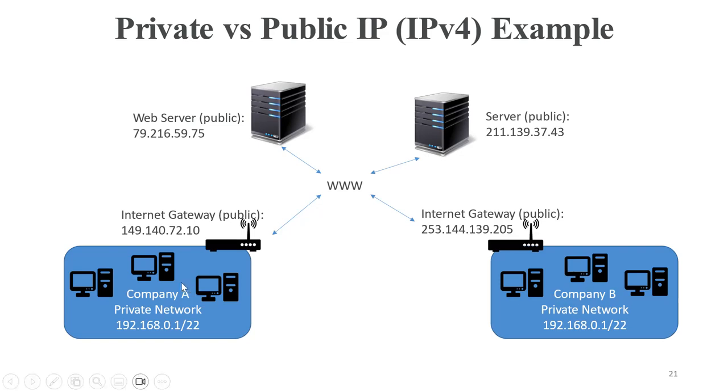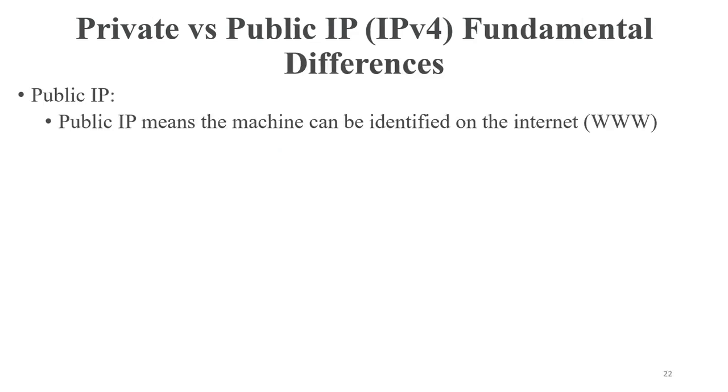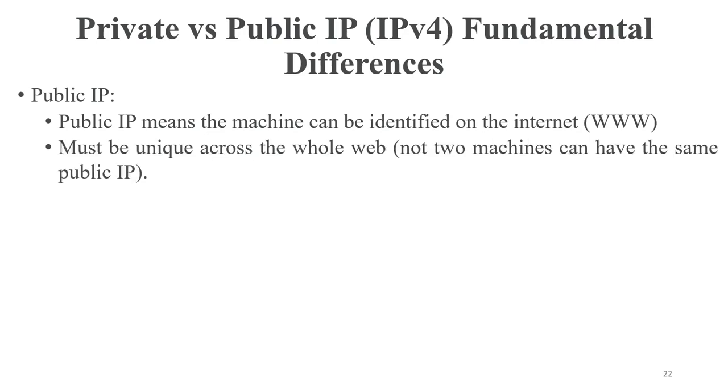But if I have two networks with the same CIDR, then I cannot map them, because there is overlapping of IP addresses. Private IPs are internal; in different networks, you can use the same IPs. But a public IP is a unique one. Public IP means the machine can be identified on the internet, must be unique across the whole web, and can be geolocated easily.